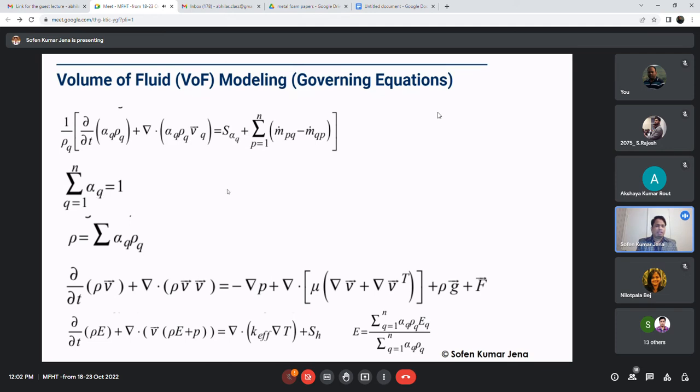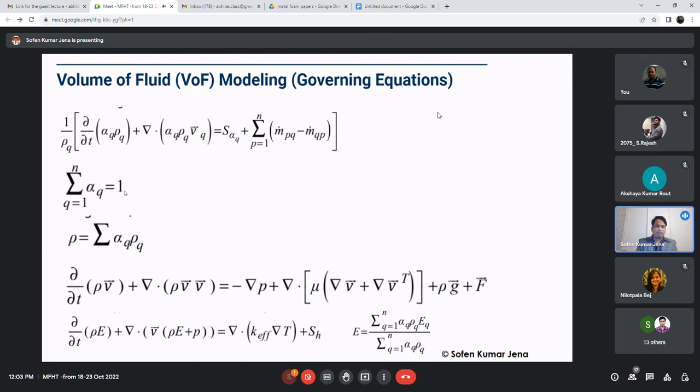So what is volume fraction? Suppose you take a particular volume in space, or a control volume in the fluid domain. In that control volume, we have two phases. They might be gas, they might be liquid, right? So this volume fraction is defined as the fraction of the control volume occupied by the particular phase, divided by the total volume of the control volume, right? So the sum of all volume fractions is going to be one, where alpha represents the volume fraction of the individual phases.